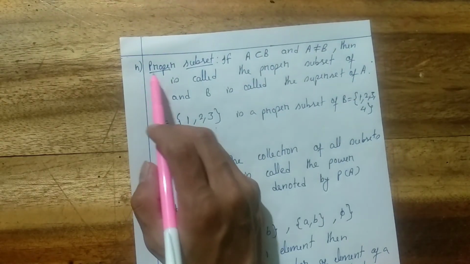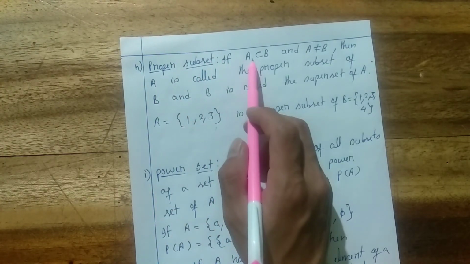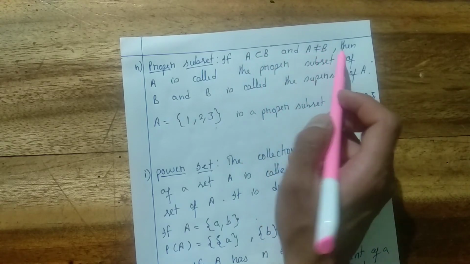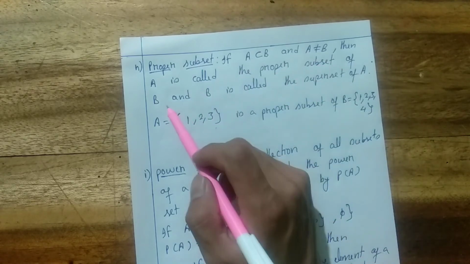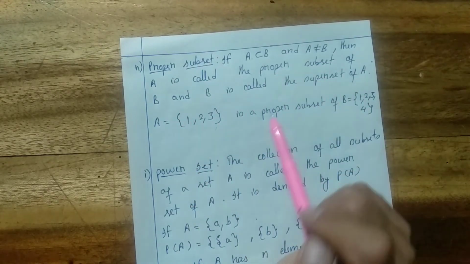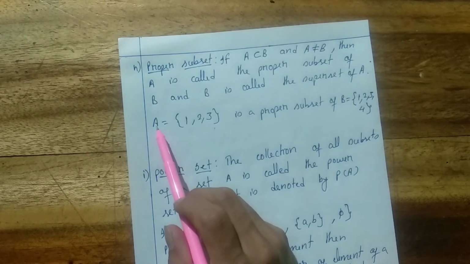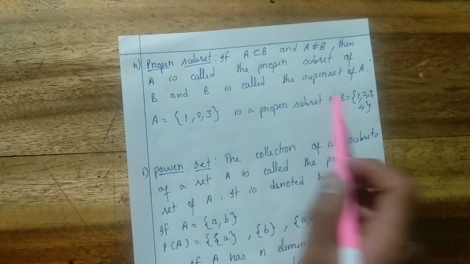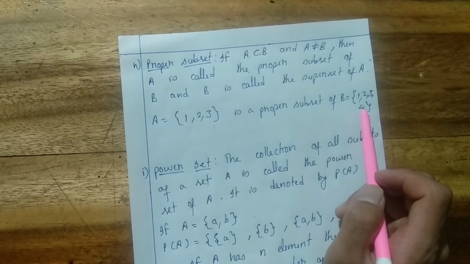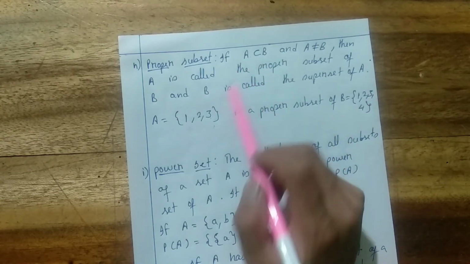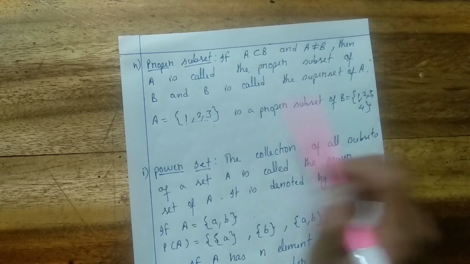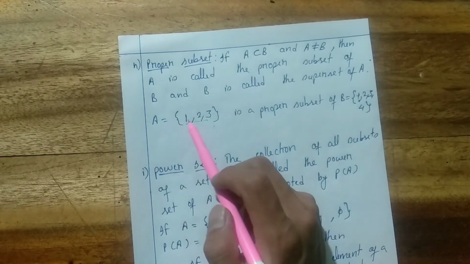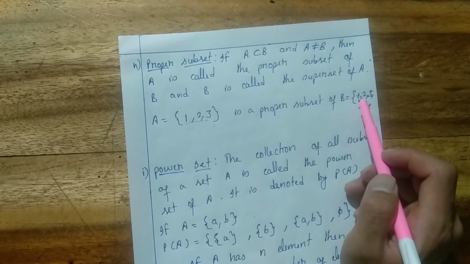Now, proper subset. If A is a subset of B and A is not equal to B, then A is called a proper subset of B and B is called the superset of A. So see, set A equals {1, 2, 3} is a proper subset of B, {1, 2, 3, 4}, right? If A is a subset of B, it means the elements present in A should be present in B, so it's a subset.